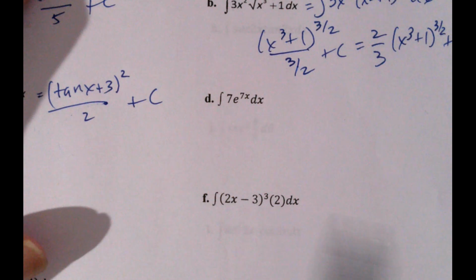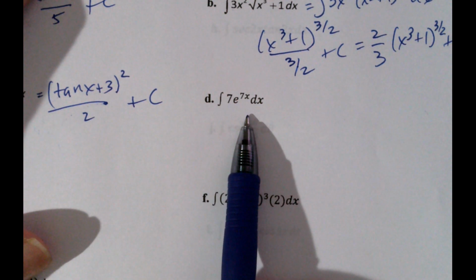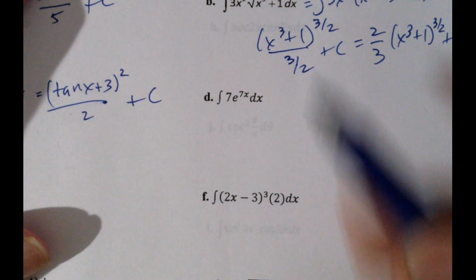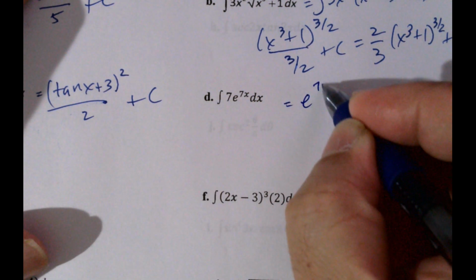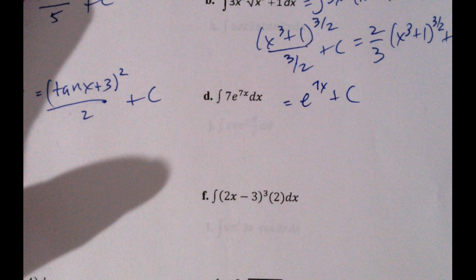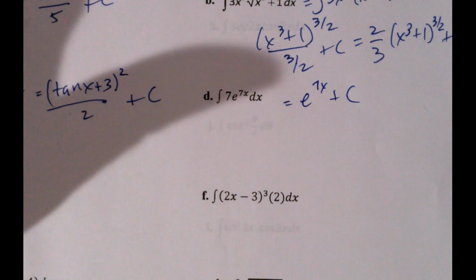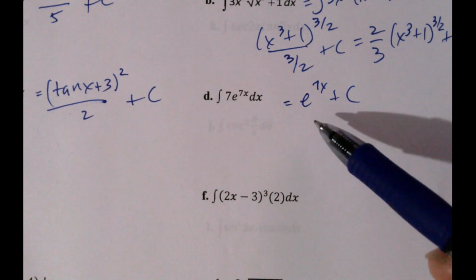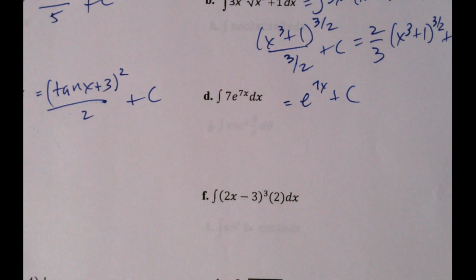All right, D. We got 7e to the 7x dx. The derivative of 7x is 7. So when I integrate this, it's just e to the 7x plus c. These are a little harder to see because it's so simple, right? Sometimes the simplest things are most difficult to understand. And this is easier to understand with use substitution if you want to go look over there.